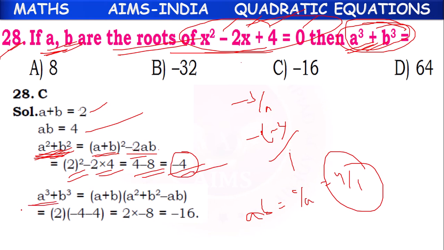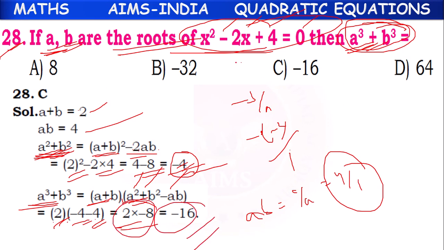Now the α³ + β³ formula is (α + β)(α² + β² − αβ). The α + β value, let's substitute 2. The α² + β² value is −4, minus the αβ value, which is 4. So 2 into (−4 − 4), which is 2 into −8, which is −16. That is the answer. So option C is correct.